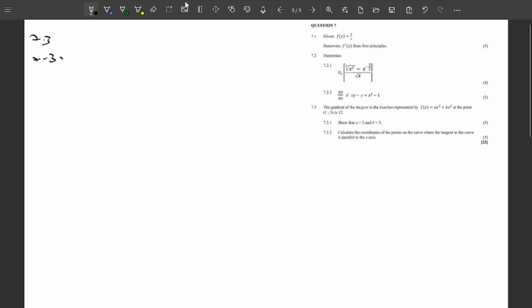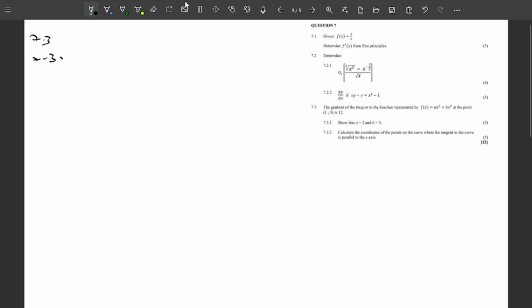7.3.1, they say show that a is equal to 2 and b is equal to 3, and then they also tell you that the gradient of the tangent to the function represented by f of x, which equals ax cubed plus bx squared, at the point (1; 5) is 12. So they've told us the gradient at that point. Now we have to find the values of a and b. Now it shouldn't be quite hard. But the only problem is, where do we start?